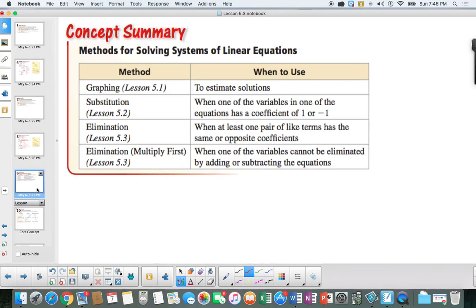So here are the three options. One is graphing, one is substitution, and the other is elimination. And sometimes you have to work a little harder with the elimination.